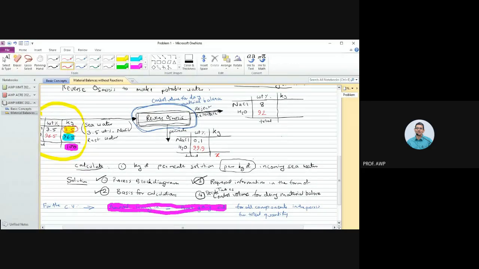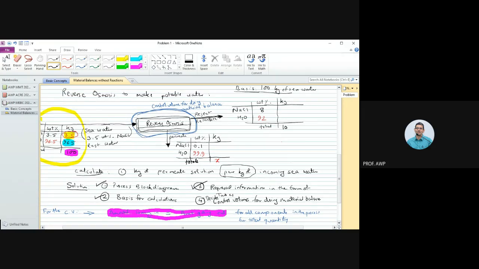Try to keep the number of unknowns as low as possible. If I know that the permeate stream is X kgs, automatically, does it not mean that the retentate stream would be 100 minus X kgs? Yes, sir. Right? If the permeate stream is X kgs, the sodium chloride would be 0.001x and water would be 0.999x.